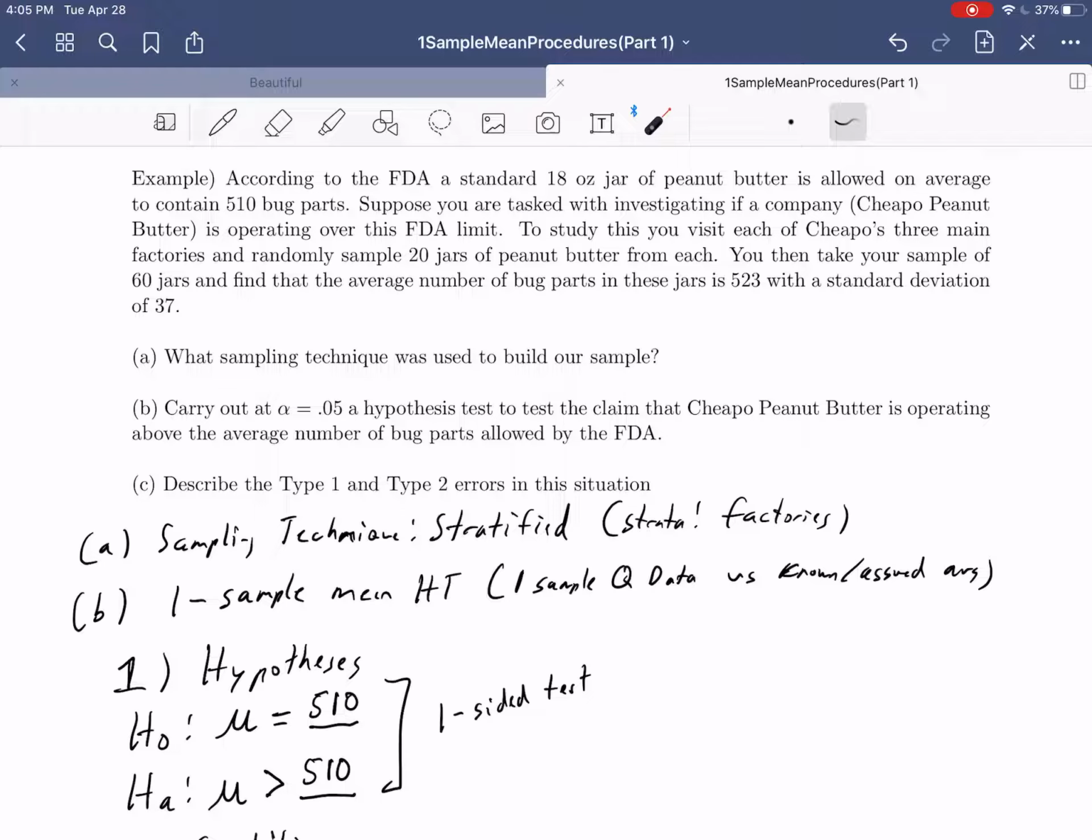Do we know the population size? Well, the population size would be all of their jars of peanut butter. Unfortunately, there's no information in this question about how many jars of peanut butter this company has produced. But if you think about it, producing jars of peanut butter is not something where they're only going to produce a little bit. They're probably producing thousands or hundreds of thousands of jars. So there shouldn't be any concern here.